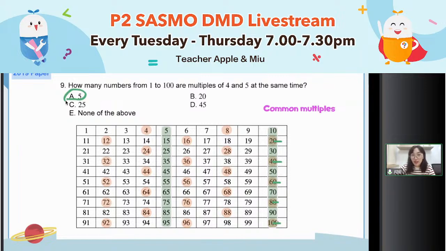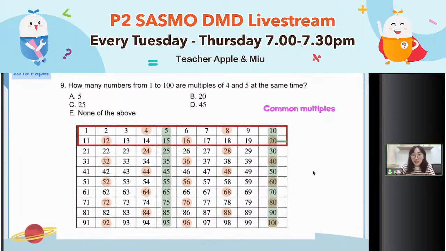Actually, that is 5. Okay, 5 numbers are multiples of 4 and 5 at the same time. But here, Teacher Apple wants to share an easier way with you. Now, look, you don't need to count one by one. What is the smallest common multiple of 4 and 5? So you see 20, right? 20 is the smallest number that is a multiple of both 4 and 5.